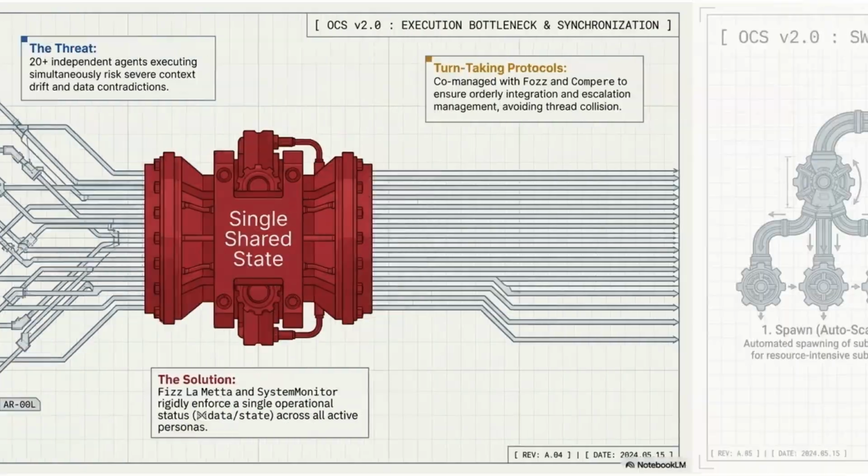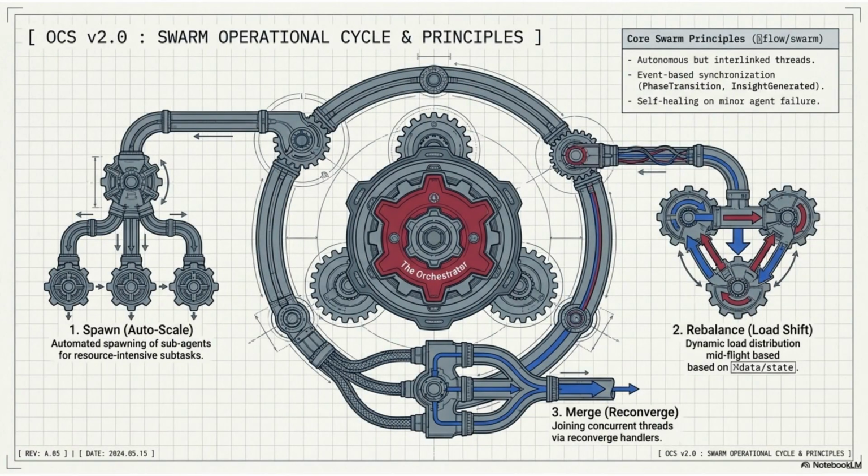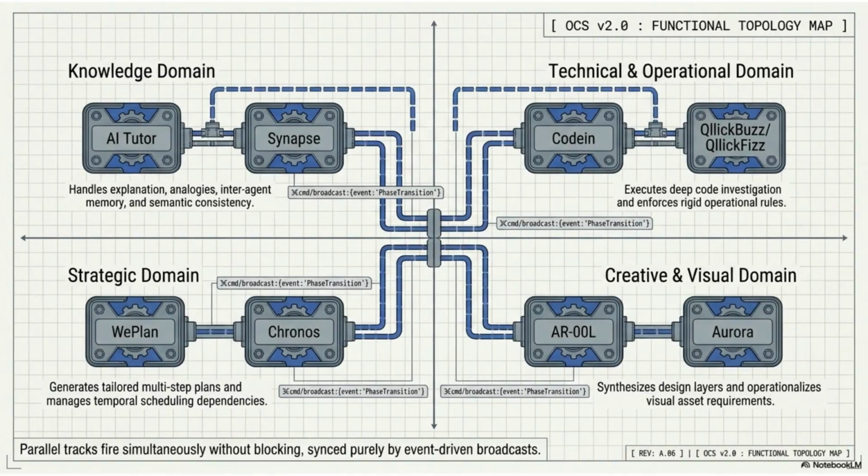all active personas. The swarm operational cycle involves 3 core principles: auto-scale, which is the automated spawning of sub-agents; rebalance, for dynamic load distribution based on system state; and merge or converge, joining concurrent threads via reconverge handlers. The system is divided into 4 functional domains: knowledge, technical and operational, strategic, and creative and visual.